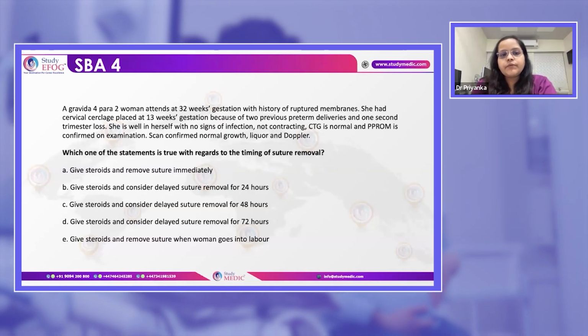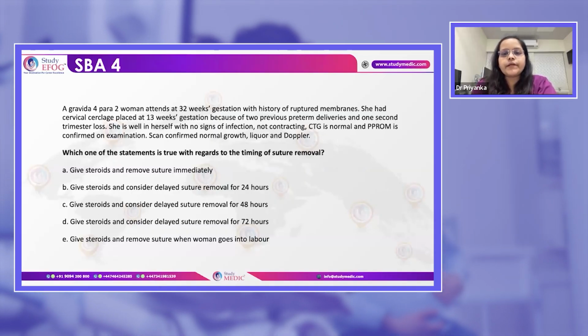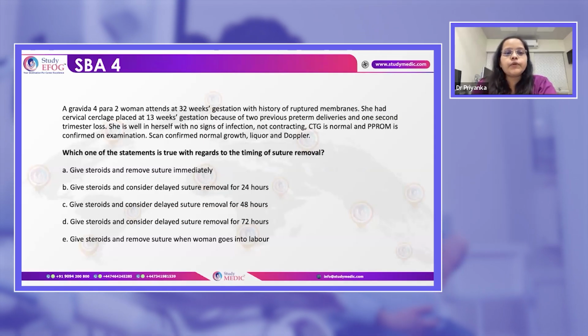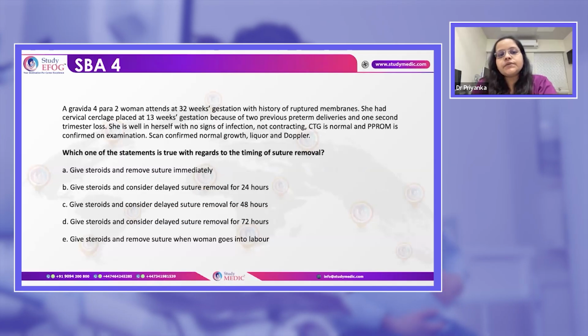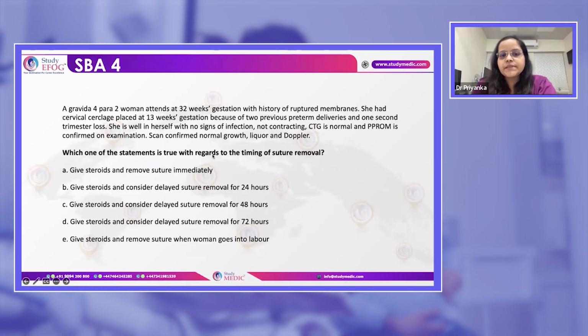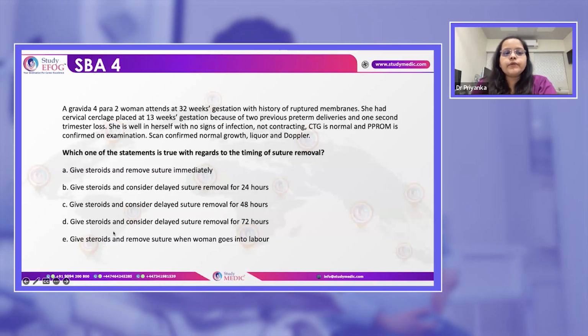But now she has come with PPROM, and there are no other signs of infection. She is not contracting, the CTG is normal, and the PPROM is confirmed on examination. The ultrasound scan confirms normal growth, liquor, and Doppler findings. So, which one of the following statements is true with regard to the timing of cervical cerclage suture removal?